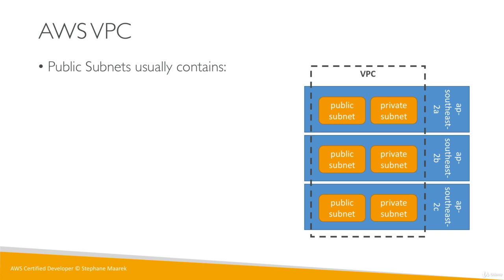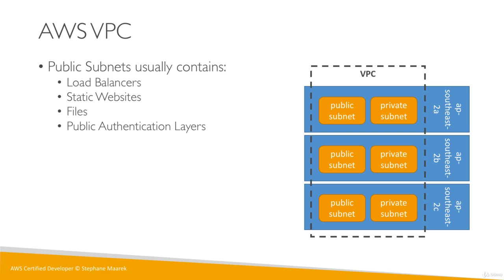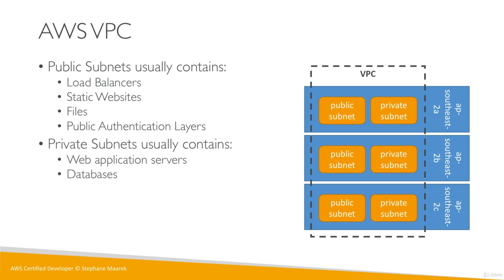Now the public subnets, what do you usually put there? You put your load balancers, your static websites, your files, your authentication layers, and the private subnets usually will contain the web application servers, your databases, and so on. So basically you ask yourself the question, what do I need to reach from my browser over the public internet, versus what do I need to reach from my private network, or what needs to be reached from the web actually? For example, our web application servers, as we've seen from our course, are behind the load balancer. So they don't need to be in the public subnet, they can be in the private subnet and talk directly to the load balancer only.